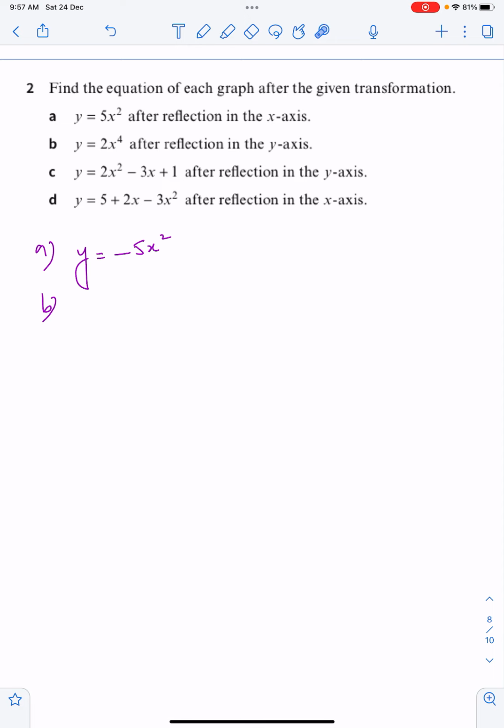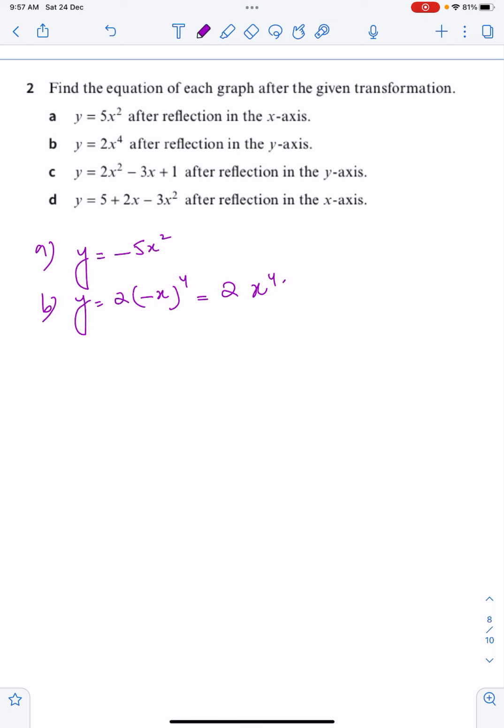The B part, reflection in the y-axis. If it's a reflection in the y-axis, in place of x, you have to put negative x. So it's going to be y equals 2 times negative x to the power of 4. We know that if it's an even power on a bracket which has a negative term in it, because of the even power, this will become positive and it will become 2x to the power of 4.